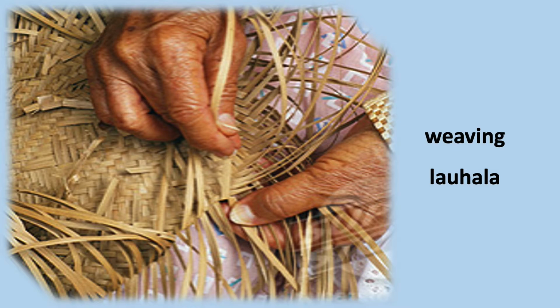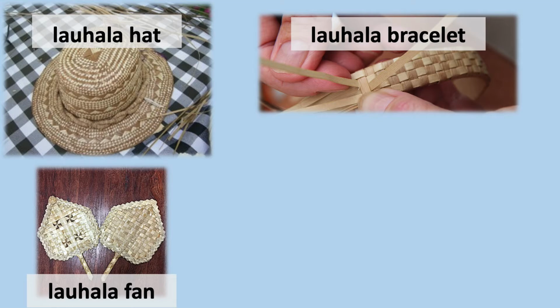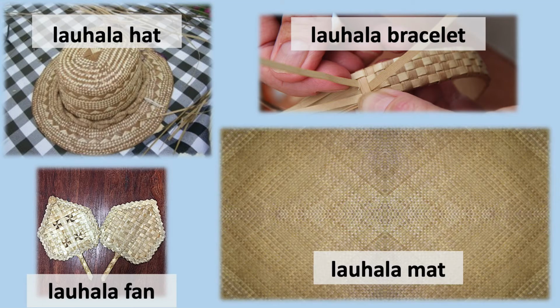The lauhala is woven into hats for working in fields, bracelets, fans for keeping cool, and also for mats. The mats are used as floor coverings, for roofings, even for sails and pillows. Lauhala can also be used in weaving baskets.